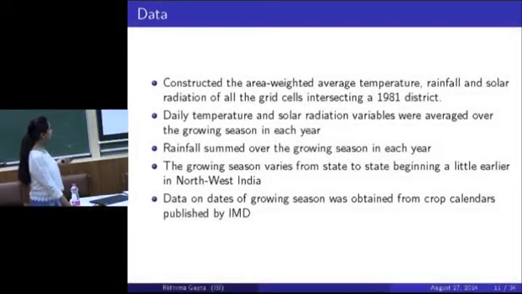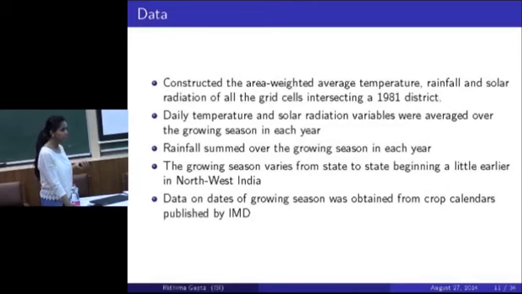We constructed the area-weighted average temperature, rainfall, and solar radiation of all the grid cells that intersect a 1981 district. So we got the comparable data with the district level data using this. Daily temperature and solar radiation variables were averaged over the growing season in each year. And rainfall was summed over the growing season in each year. The growing season varies from state to state, beginning a little earlier in northwest India. And data on dates of growing season was obtained from crop calendars published by the government.